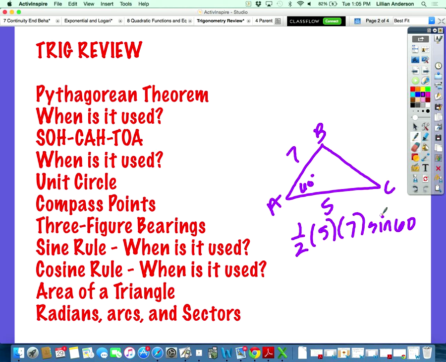Lastly, radians, arcs, and sectors. Since you have your reference booklets on you, can somebody confirm that the area for a sector is in your reference booklet? Yes. Where is it? It's on top of the first little box of circular function. What about arc length? Yes.